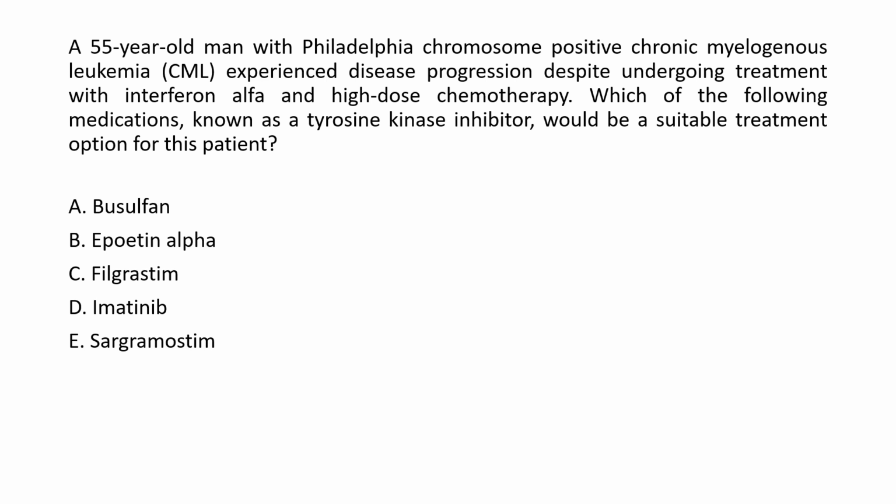A 55-year-old man with Philadelphia chromosome positive chronic myelogenous leukemia experienced disease progression despite undergoing treatment with interferon alpha and high-dose chemotherapy. Which of the following medications, known as a tyrosine kinase inhibitor, would be a suitable treatment option for this patient? A. Busulfan. B. Epoetin alpha. C. Filgrastim. D. Imatinib. E. Sargramostim.